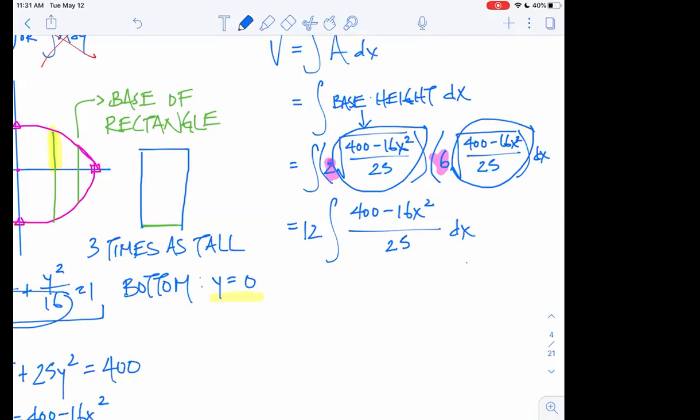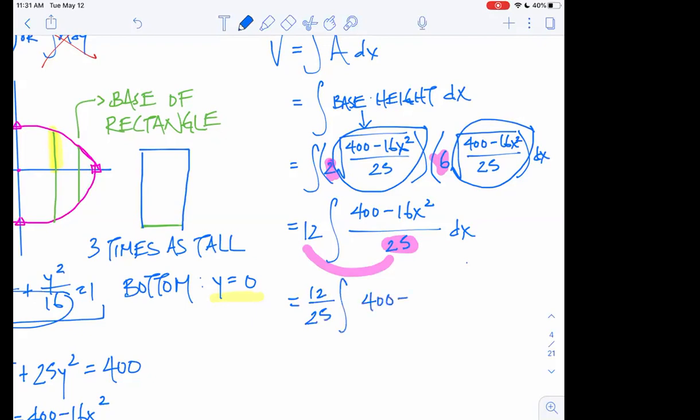I'm going to bring one more constant out to the front. This divided by 25, I'm going to bring out to the front. So my front number will be 12 divided by 25. The reason I'm doing that is so that I don't have to deal with the fractions on the inside when I am taking my integral. 400 minus 16x squared looks way nicer than 400 minus 16x squared over 25.